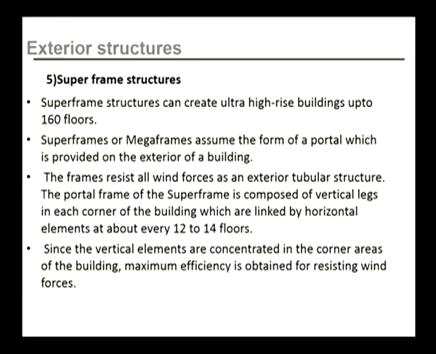Super frame structures. Super frame structures can create ultra high-rise buildings of up to 160 floors. The super frames or mega frames assume the form of a portal which is provided on the exterior of a building. The frames resist all wind forces as an exterior tubular structure. The portal frame of the super frame is composed of vertical legs in each corner of the building, which are linked by horizontal elements at about every 12 to 14 floors. Since the vertical elements are concentrated in the corner areas of the building, maximum efficiency is obtained for resisting wind forces.